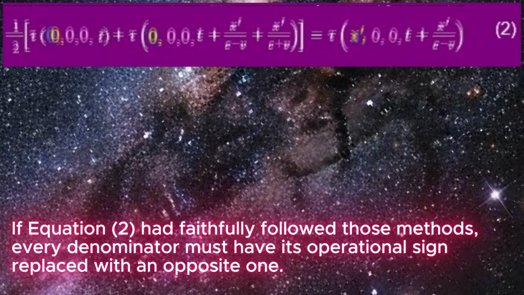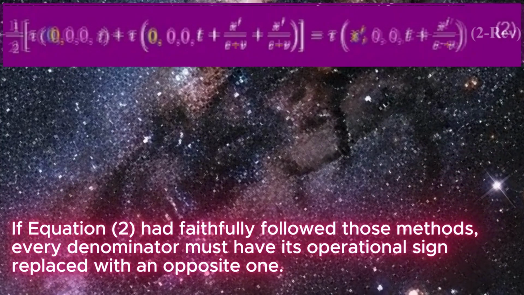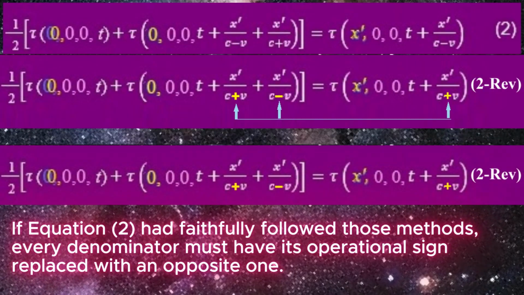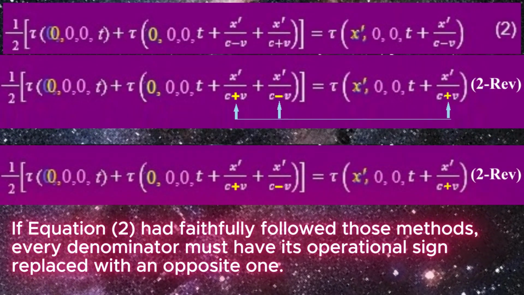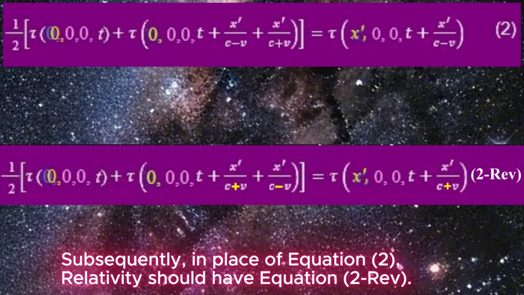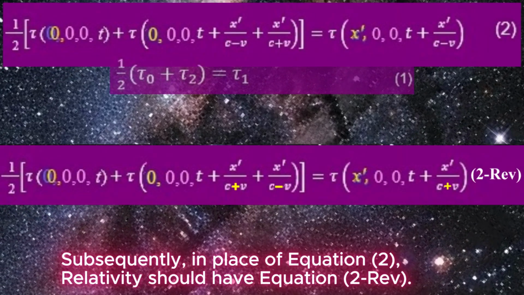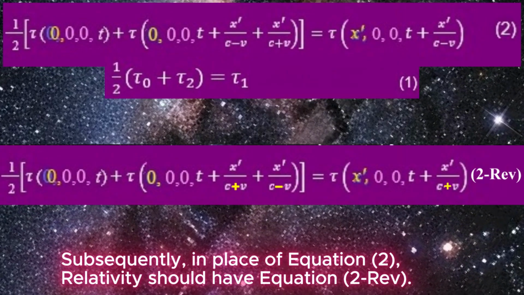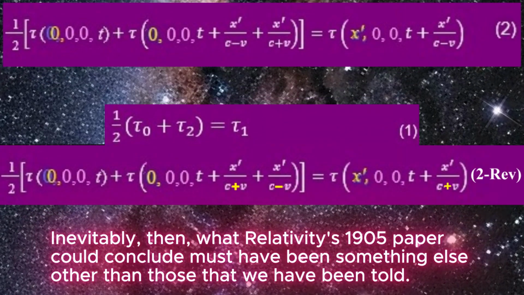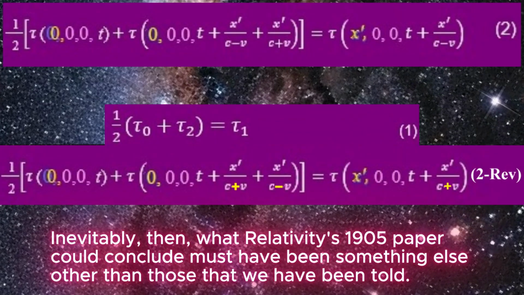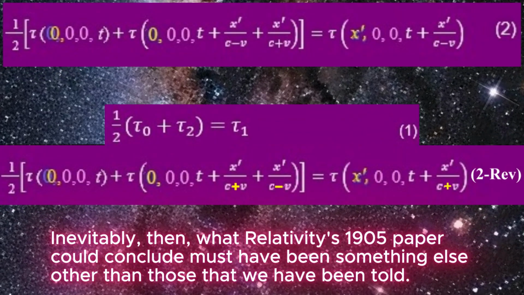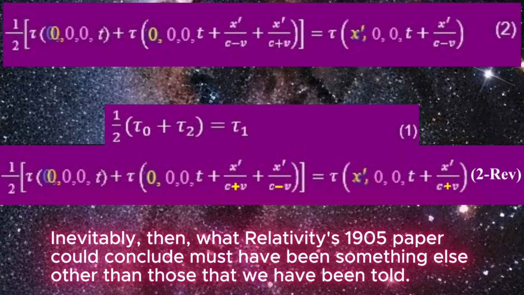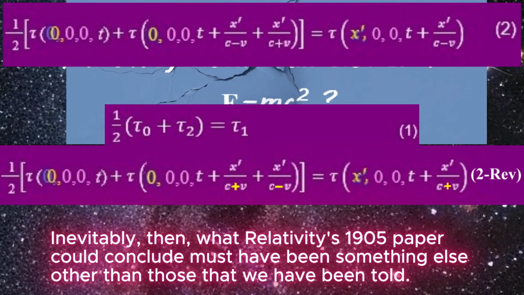If equation 2 had faithfully followed those methods, every denominator must have its operational sign replaced with an opposite one. Subsequently, in place of equation 2, relativity should have equation 2 revised. Inevitably, then, what relativity's 1905 paper could conclude must have been something else, other than what we have been told.